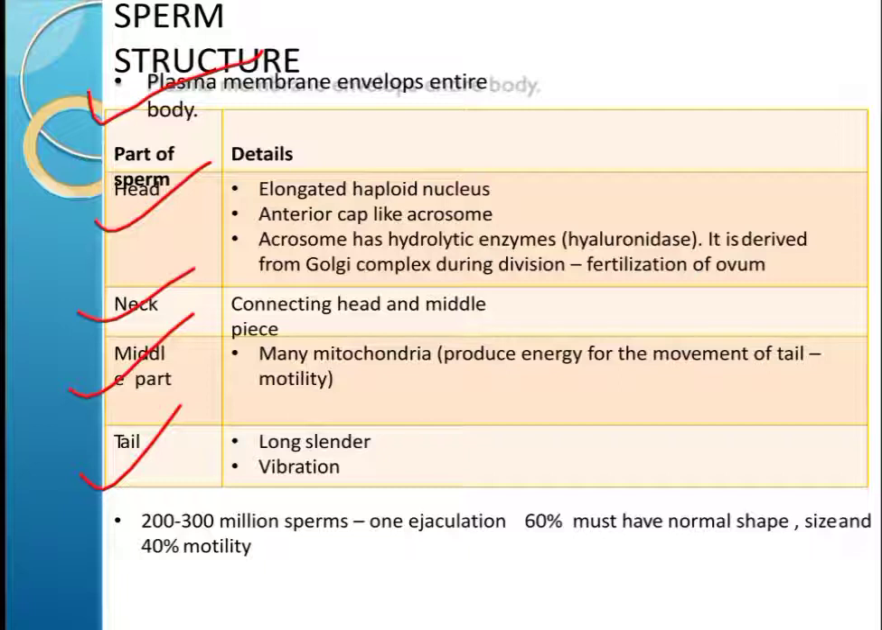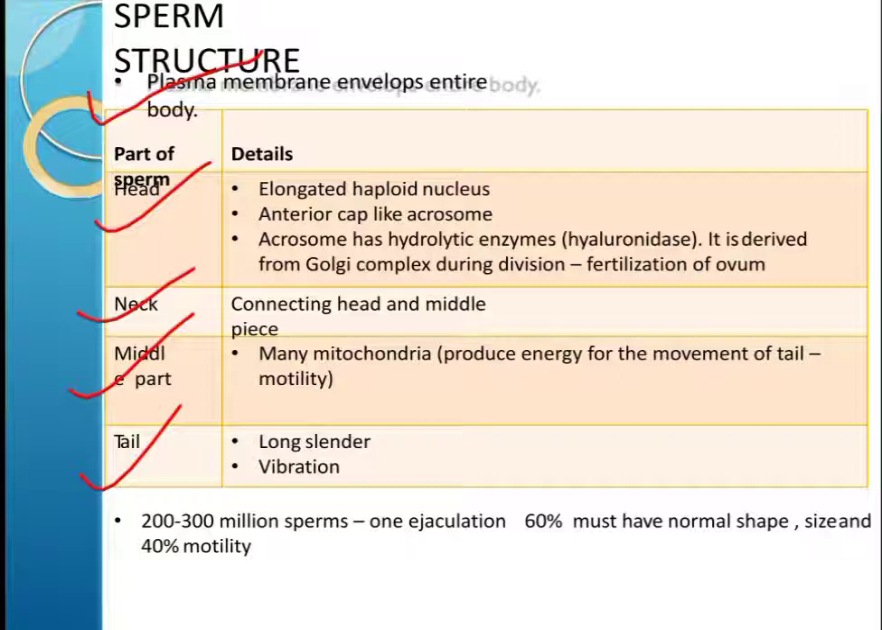The third part is the middle piece. It is cylindrical and known as the powerhouse of the sperm. It possesses many mitochondria to produce energy for the movement of the tail, that is for the motility of the sperm, that facilitates the sperm motility. Okay. Then the last part is the tail.